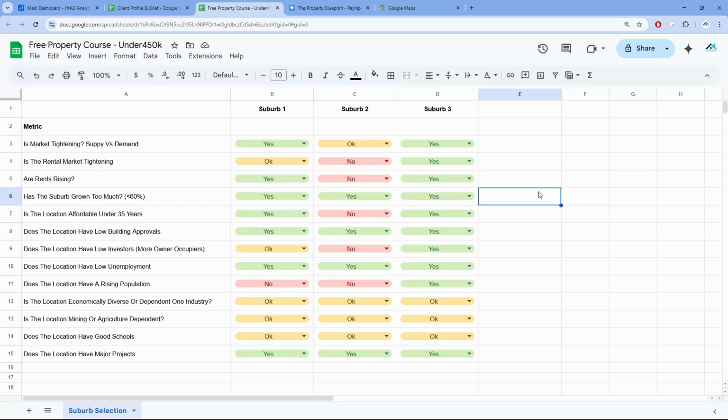Buying into property is all about choosing the right location and then the right property. And in property, 80% of the value or 80% of the growth in a property is done at the suburb level, not at the property level, at the suburb level.